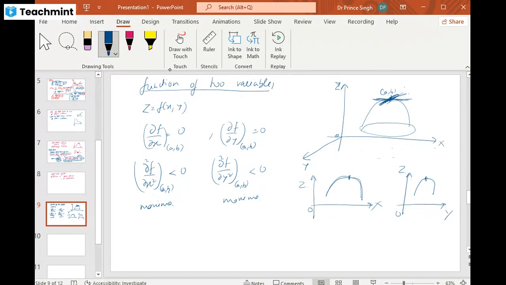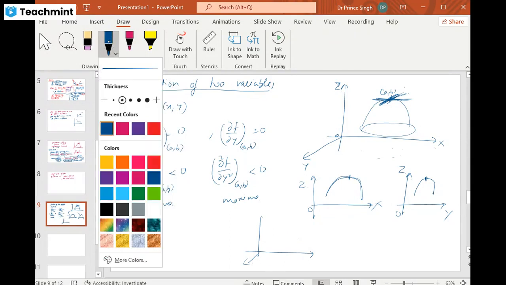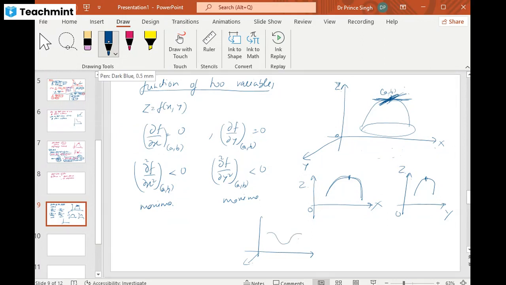But there is some other condition also, that is the condition of a saddle. Okay, what is the condition of a saddle? Because sometimes we have a surface like this. So we have a surface in this way.